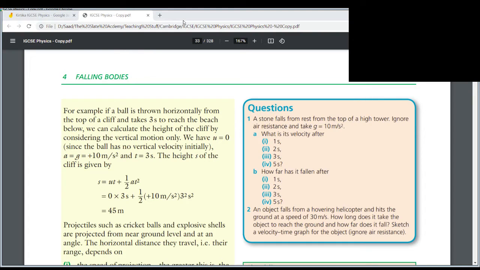So for the first answer, I'm getting 10. 10 meter per second. Is that right? That's correct. Okay, so I'll just do the next one.